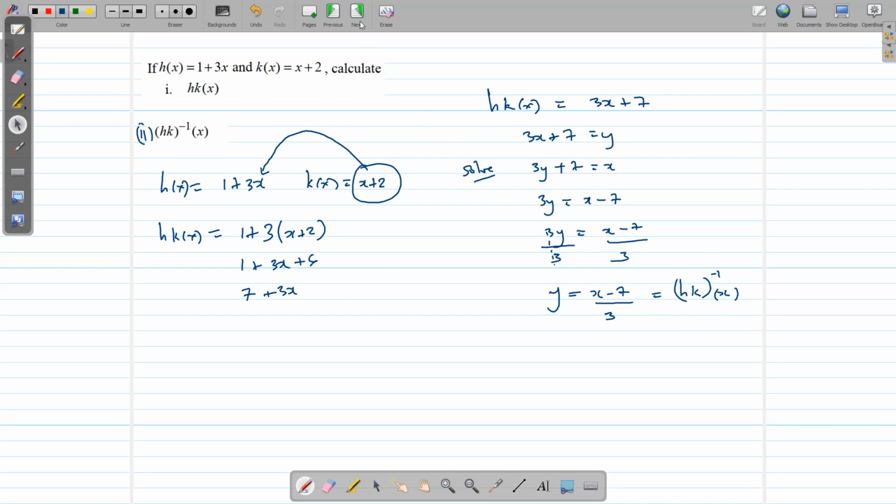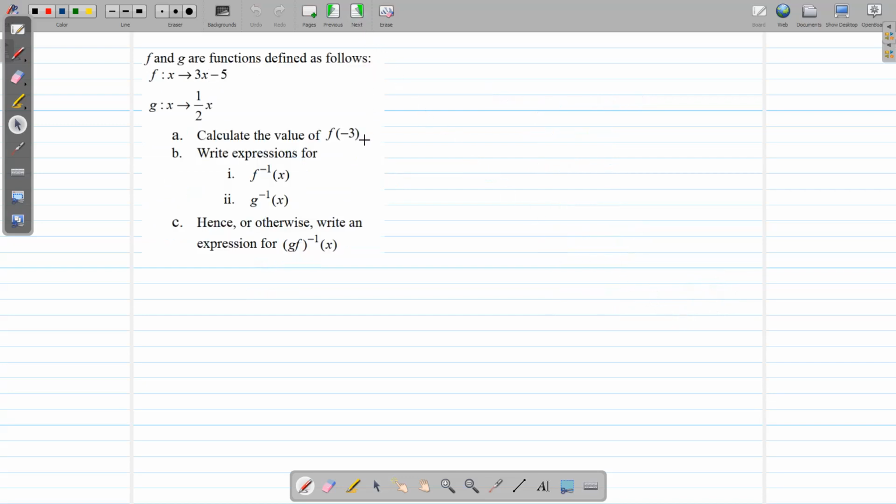Let's look at some more examples. Here we have f of x is equal to 3x minus 5 and g of x is equal to a half x. And we're going to find f inverse and g inverse. And as a third part of the question, we want to look at what the inverse of the composite function is. So let's ignore this f of negative 3 for now. And let's work on part B that says find f inverse.